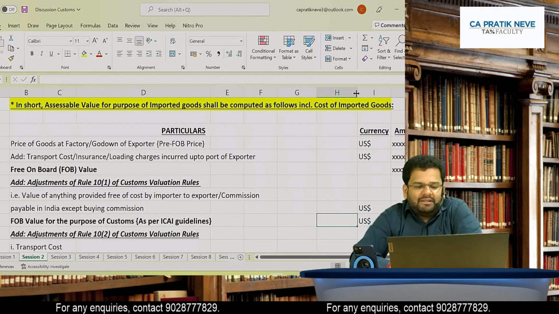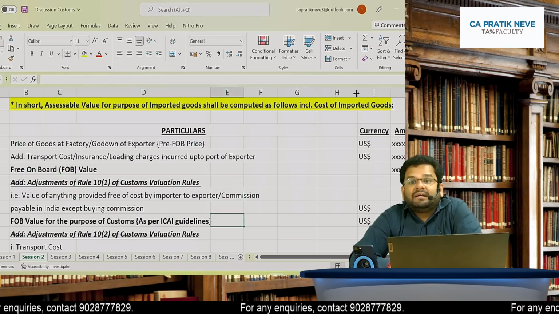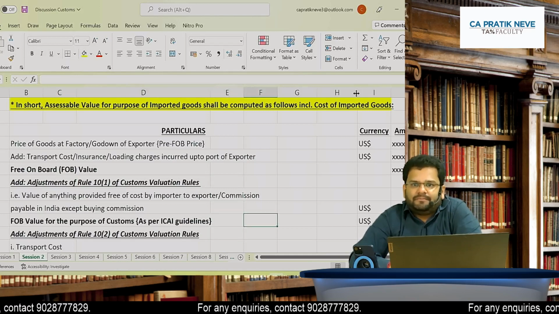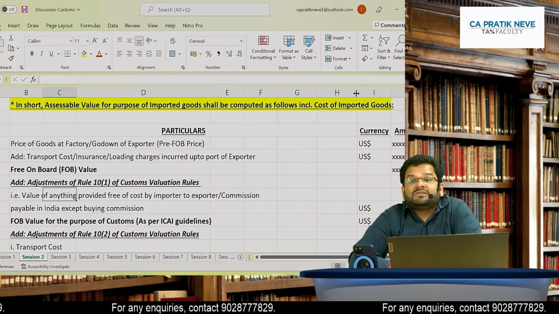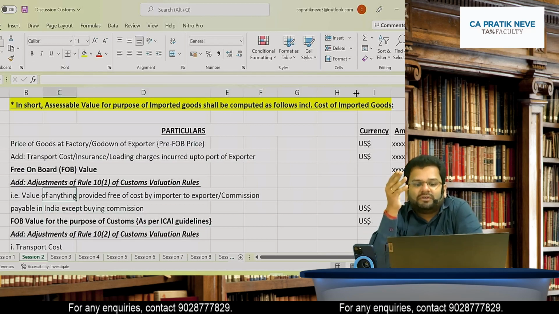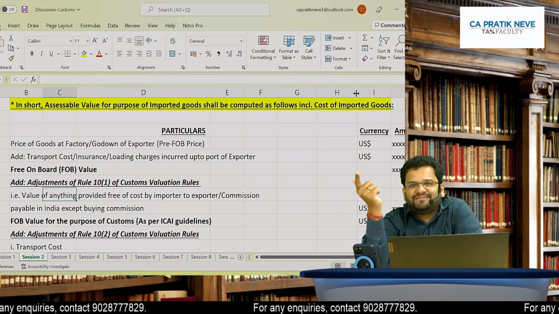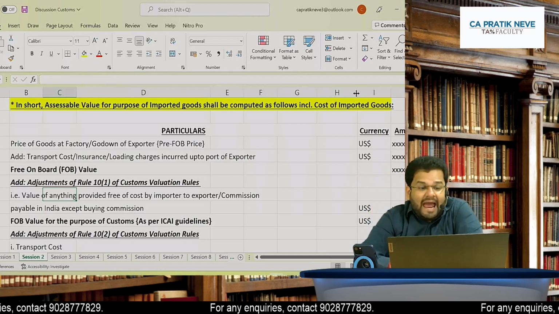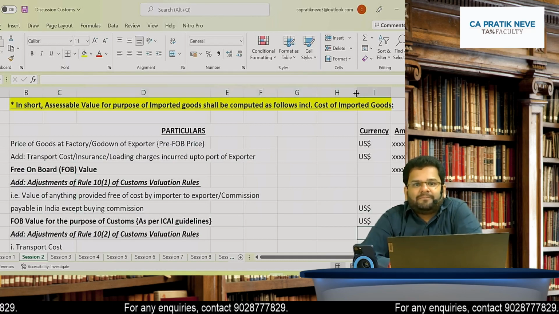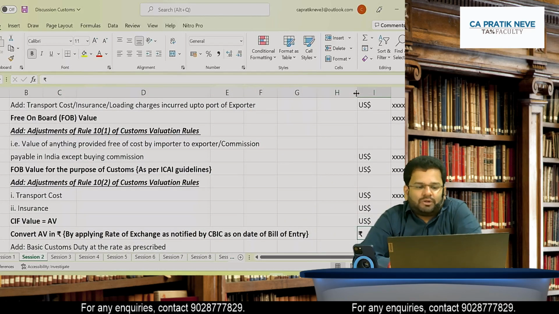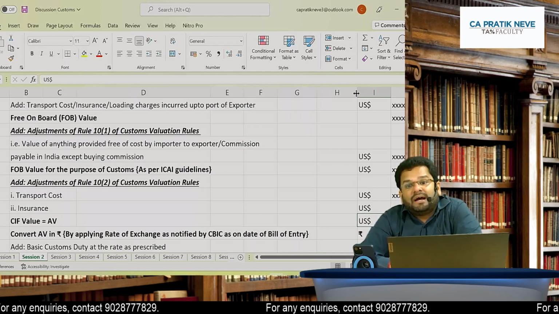One more thing you will have in that format, the 10(1) adjustment. You have to calculate and add it while getting FOB as per ICAI norms. What is 10(1)? 10(1) is something which is supplied free of cost by importer to exporter, or commission, but other than buying commission. All these things you will add to the given FOB for getting FOB as per customs, and then you will start doing adjustment of transport and insurance, and you will get CIF. Friends, CIF itself will be assessable value.